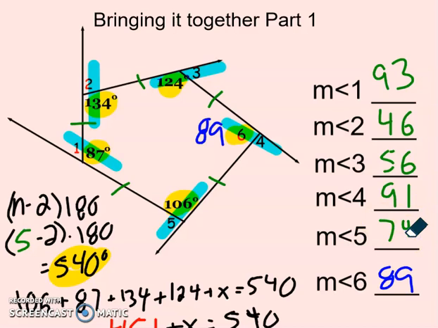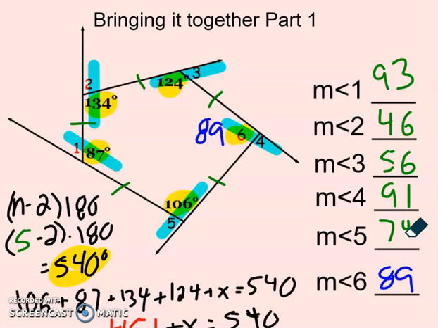Now, notice I have 5 exterior angles. Well, that should make sense because I have 5 interior angles, and they come as a pair, right? If you have 5 interior, you should have 5 exterior. If I have 10 interior, well, I should have 10 exterior because they come in pairs. Every interior has an exterior.